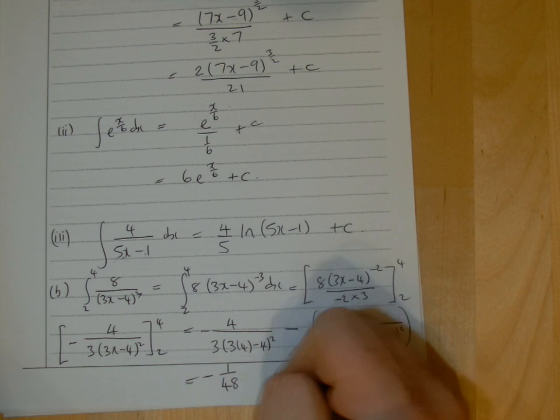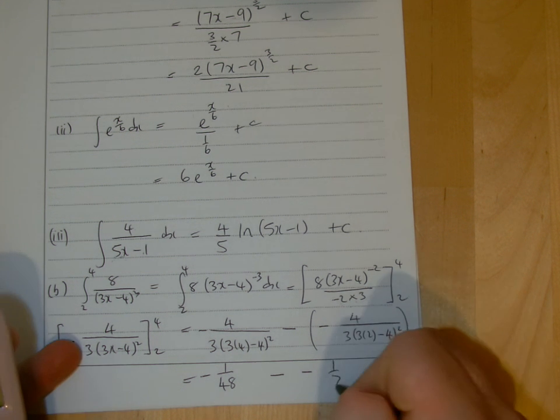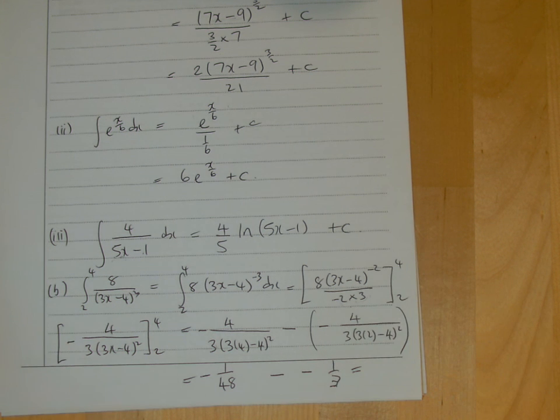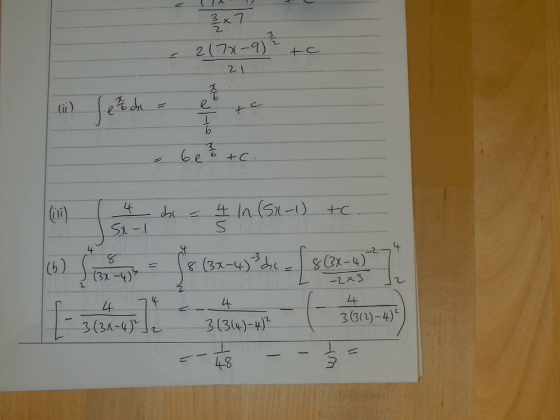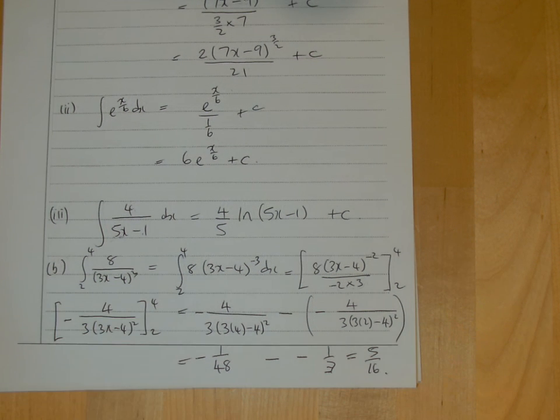Then we've got minus, and then let's put minus there. So let's see what this becomes. So I get then a third on the bottom. So it's quite simply then, you just got to work that out. So minus 1 over 48 minus then a third, or plus 1/3 it becomes, wouldn't it? And you get 5 over 16 as your final answer.